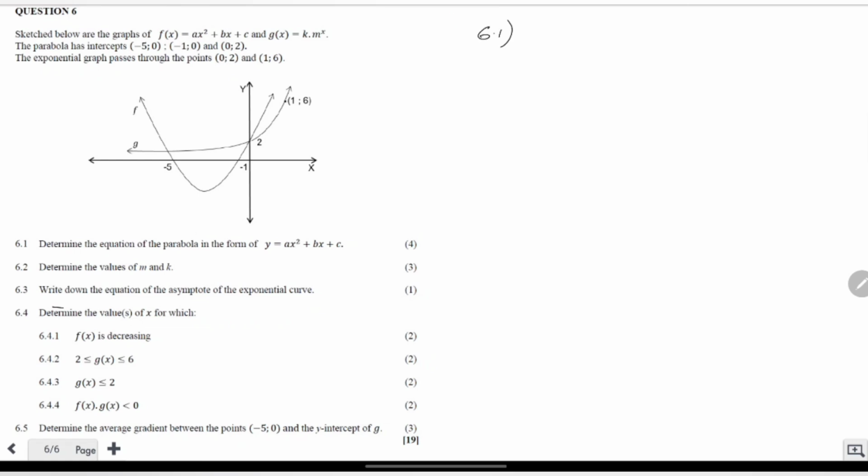6.1. Determine the equation of the parabola, or you have to find what a, b and c are, isn't it? Guys, for this parabola, you can see that the x-intercepts are given. That is, x1 is equal to minus 5 and x2 is equal to minus 1.